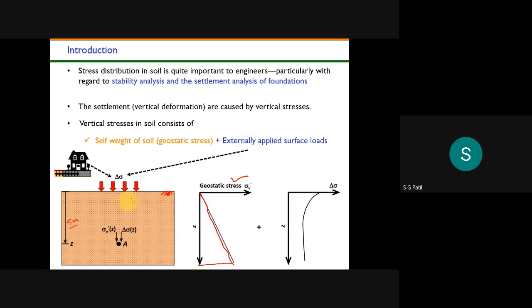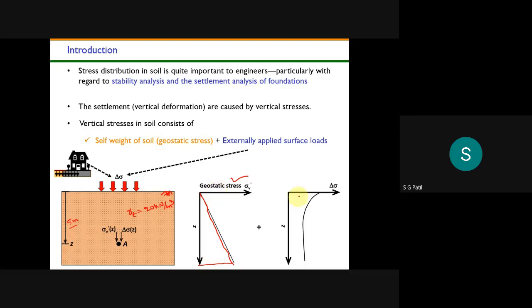5 meter is the depth, and my unit weight is around 20 kilo Newton per meter cube for this soil. Then what is the geostatic stress here? 5 into 20. Okay, that is my geostatic stress. Very simple and straightforward to calculate the geostatic stress.